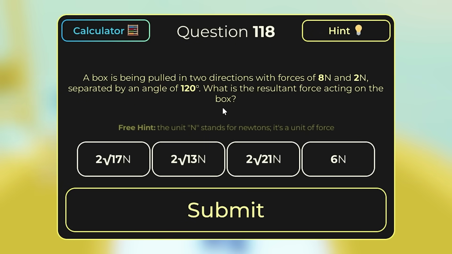A box is being pulled in 2 directions with the forces of 8 newtons and 2 newtons separated by an angle of 120 degrees. What is the resultant force acting on the box?